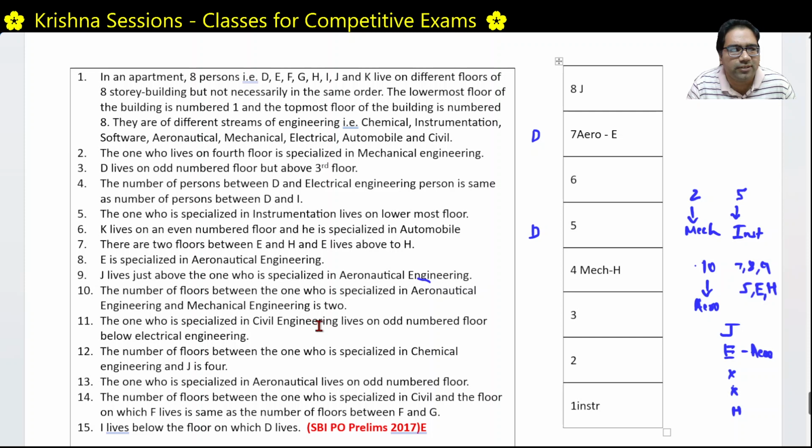The one who is specialized in civil engineering lives on an odd number floor below electrical engineering. So now, who is specialized in civil engineering? He lives on an odd number floor below electrical engineering. We don't know where electrical is, but the odd number floors are 5 and 3 because one is already taken. Civil engineering is living either in 3.